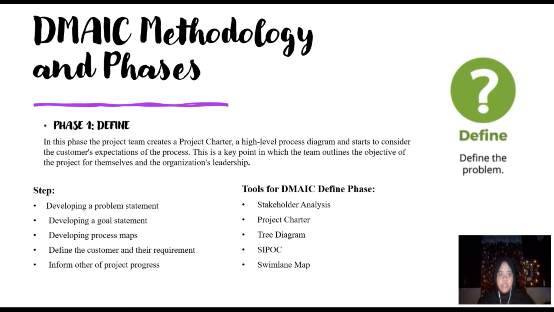So the steps involved in Define are developing a problem statement, developing a goal statement, developing process step maps, defining the customer and their requirements, and lastly informing others of the project progress. The tools for the Define phase are stakeholder analysis, project charter, tree diagram, cycle, and swim lane maps.